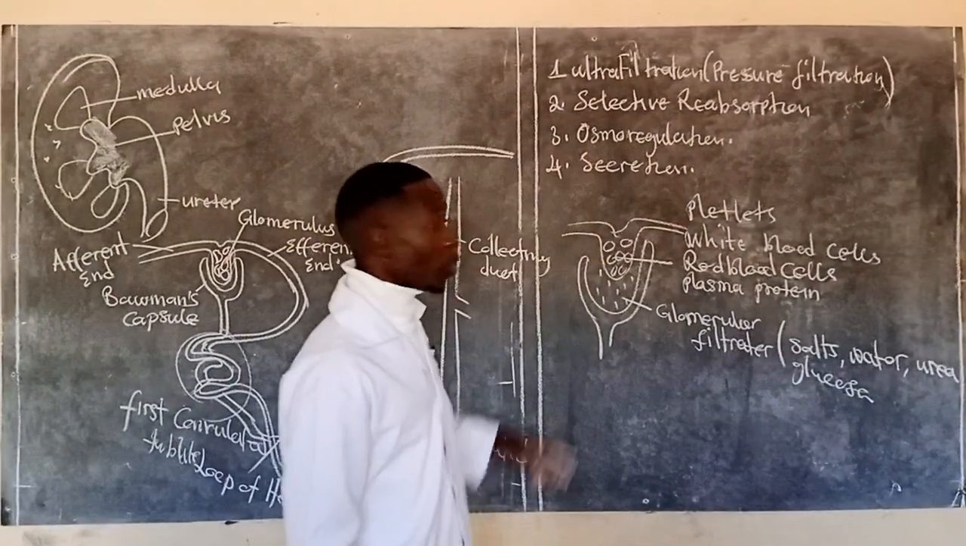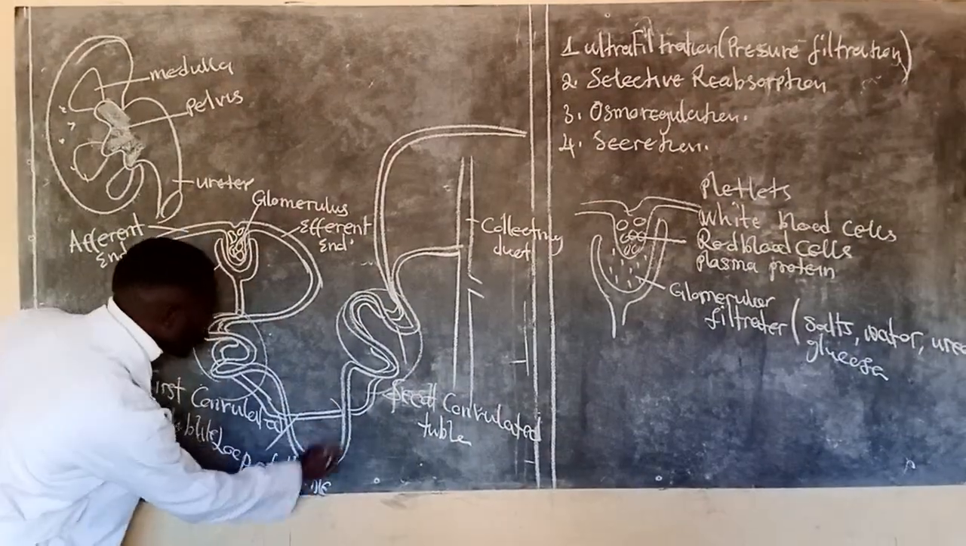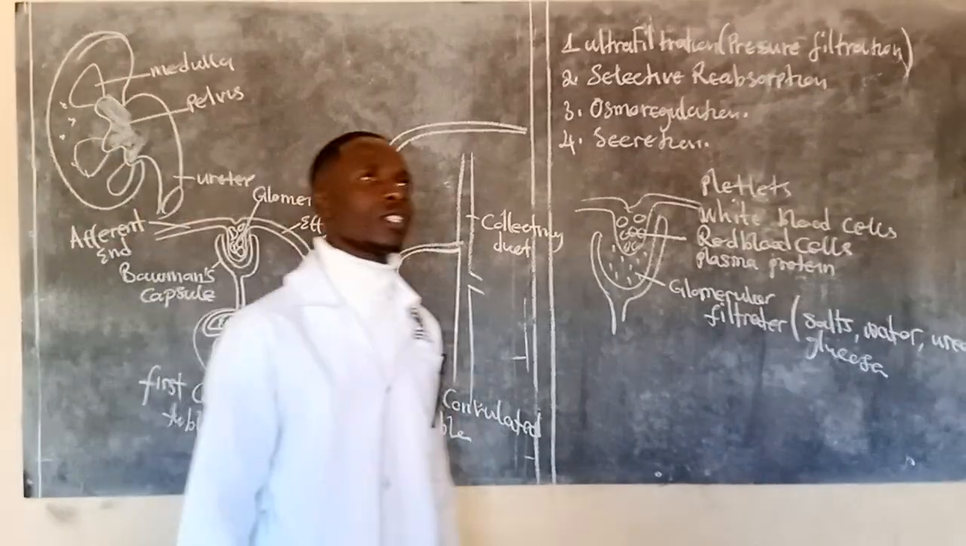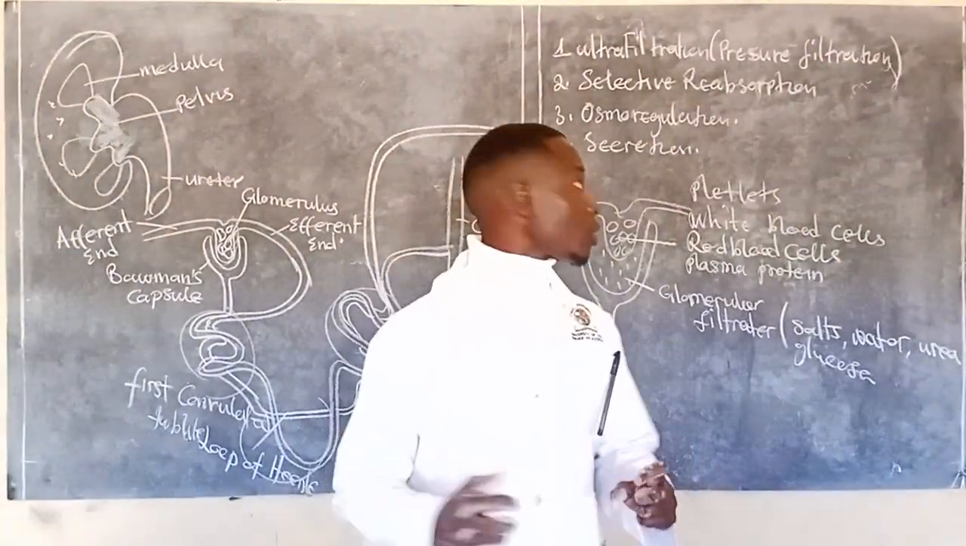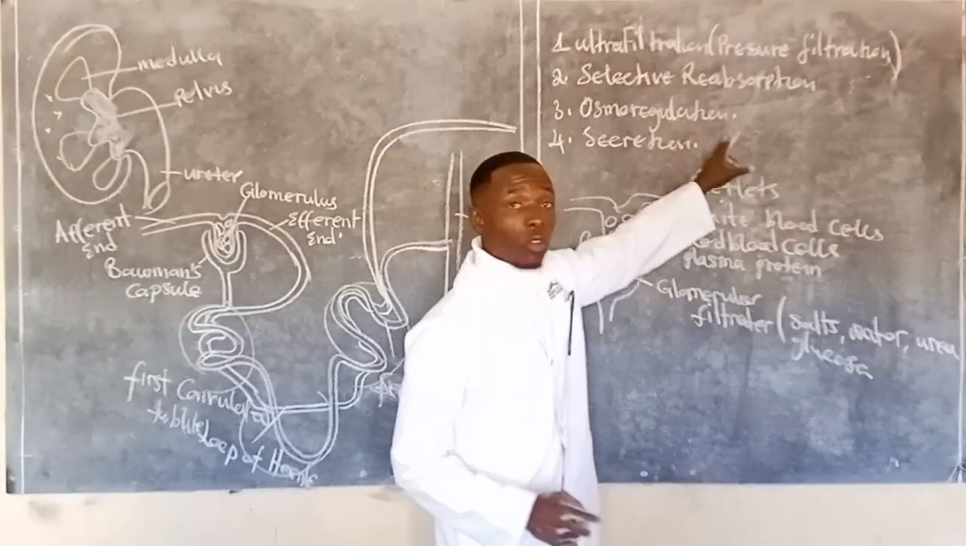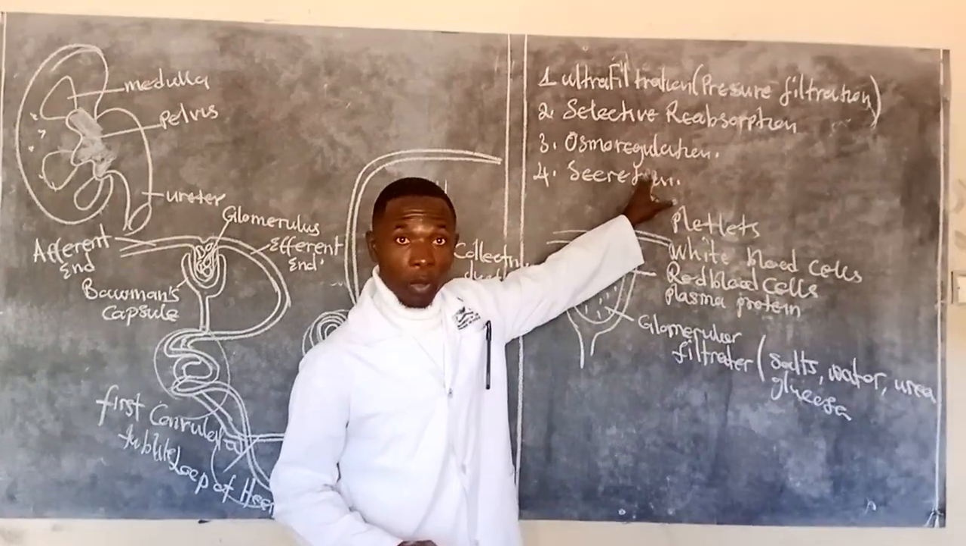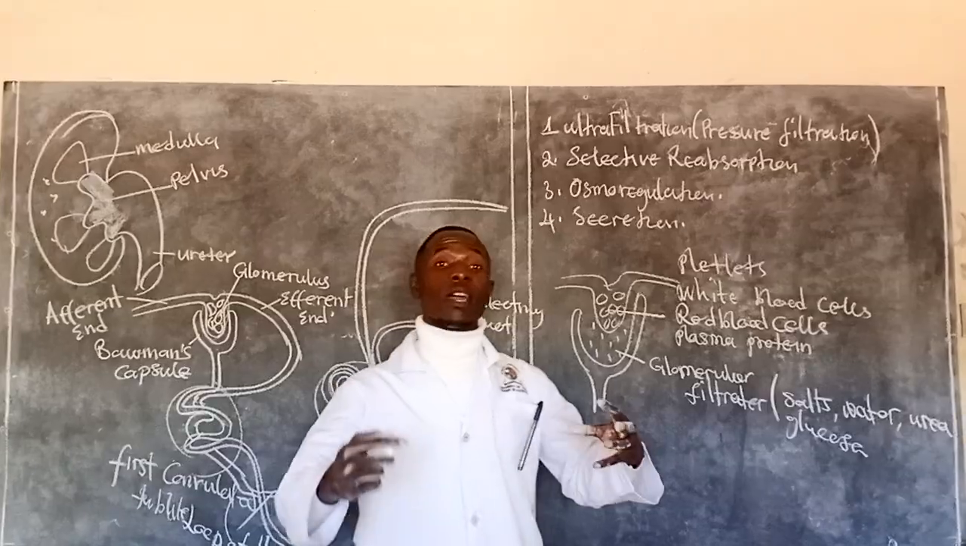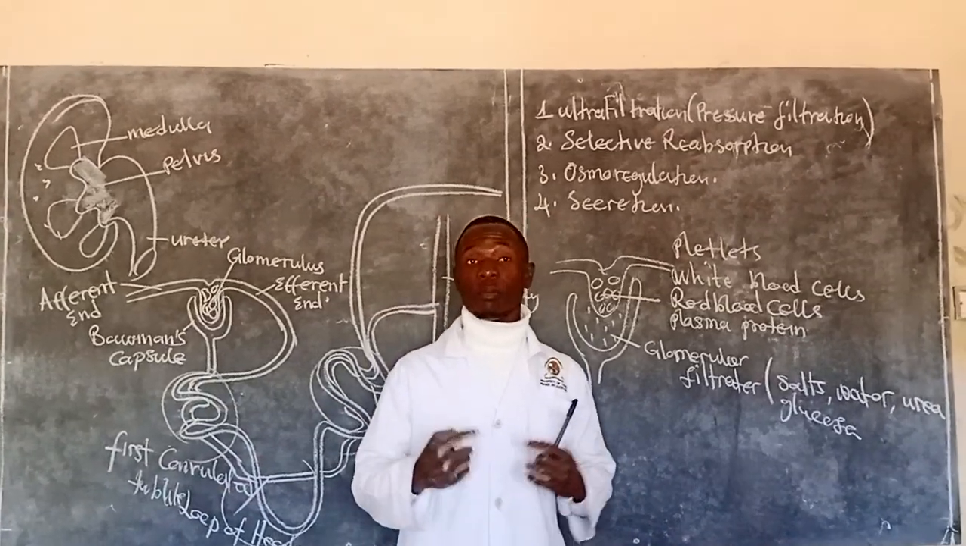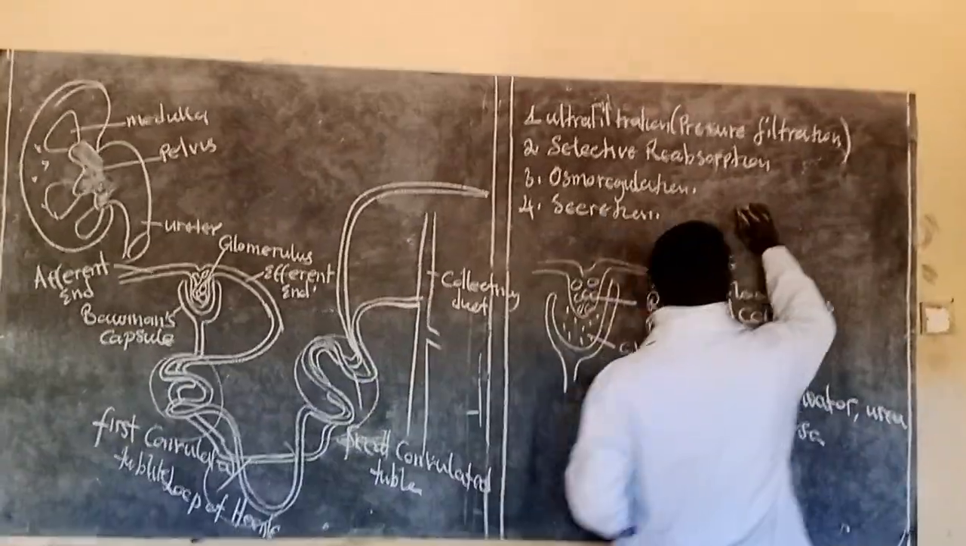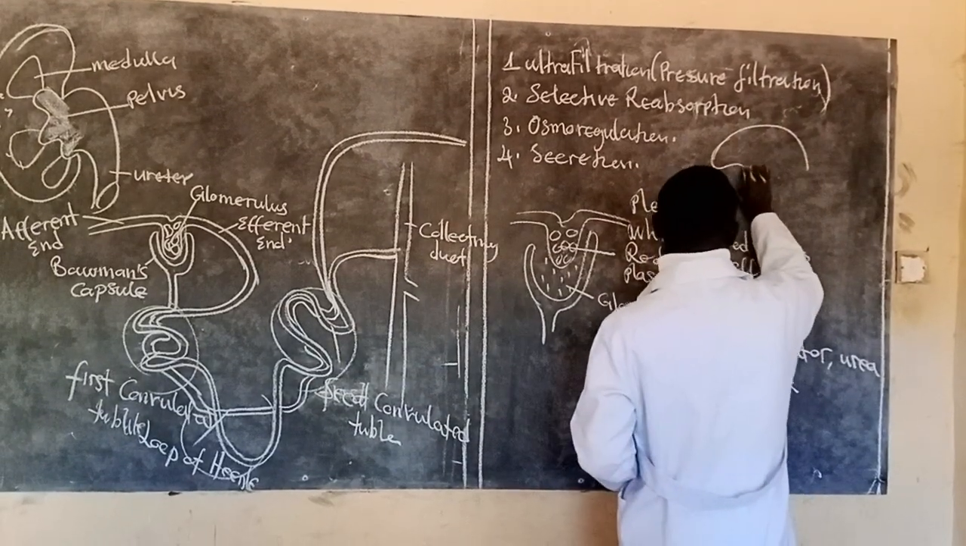There is what we call osmoregulation, which occurs in the loop of Henle. Now, what is osmoregulation? This is the maintenance of constant water levels in the body. What you need to understand is that when there are low water levels in your body or my body, what will happen is this. There's a part of the brain. Look at this. This is the brain.